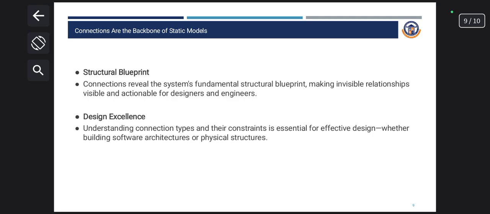The second is better communication. Clear diagrams help teams understand complex systems. The third one is problem prevention. Identifying weak connections before coding saves time and cost. So always remember, in both software and structural design, connections define the strength and behavior of the entire system. So this is known as the backbone of static models.